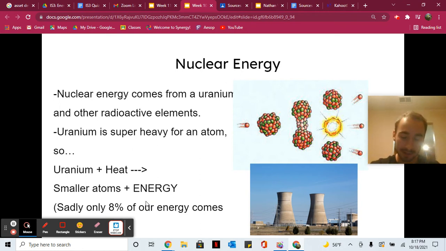So, why am I sad? It's because nuclear energy is carbon free. It does not release carbon emissions, so it's a good way to have reliable electricity that doesn't contribute to climate change, but a lot of people are very afraid of it. Okay?